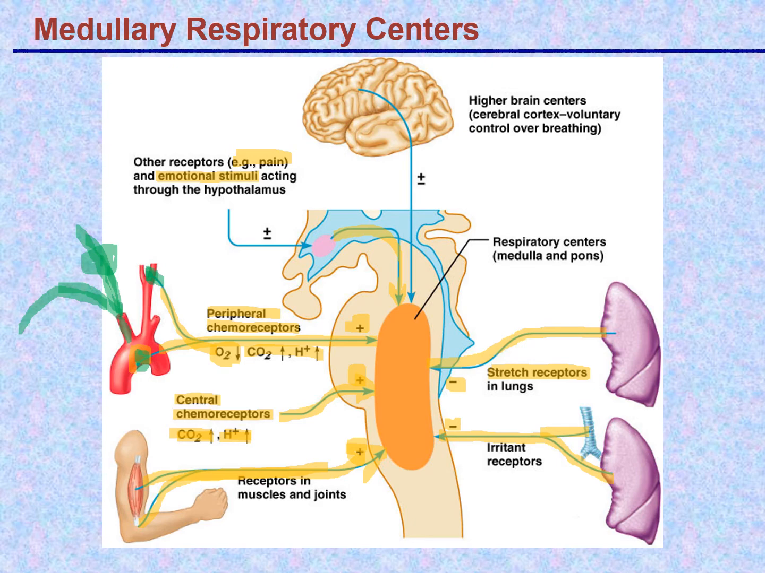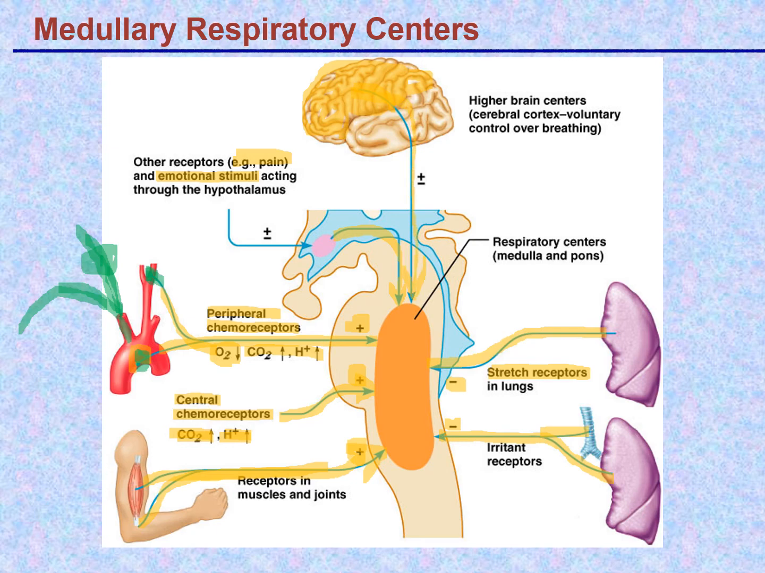Also, higher brain centers can override it all and voluntarily control your rate and depth of breathing. If I ask you to breathe deeper or more shallow or faster or slower, you can instantly override any of these and send signals from your cortex. This is the cerebral cortex, all up here in the cerebrum, and you can send signals to either speed it up or slow it down.